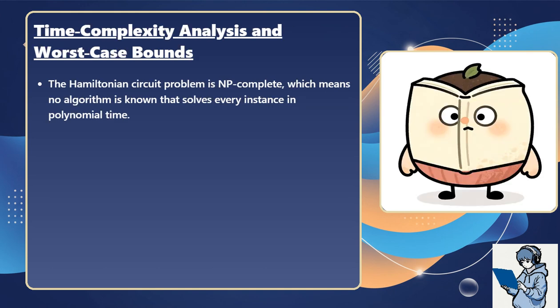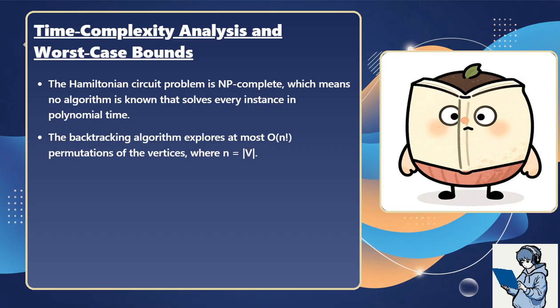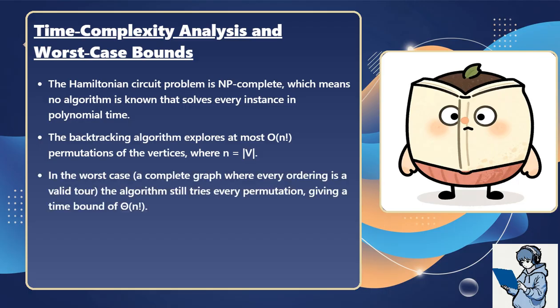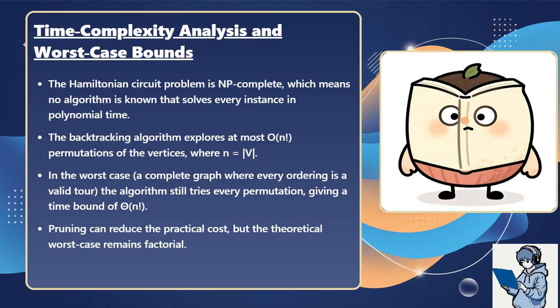The Hamiltonian circuit problem is NP-complete, which means no algorithm is known that solves every instance in polynomial time. The backtracking algorithm explores at most O(n!) permutations of the vertices, where n = |V|. In the worst case, a complete graph where every ordering is a valid tour, the algorithm still tries every permutation, giving a time bound of Θ(n!). Pruning can reduce the practical cost, but the theoretical worst case remains factorial.